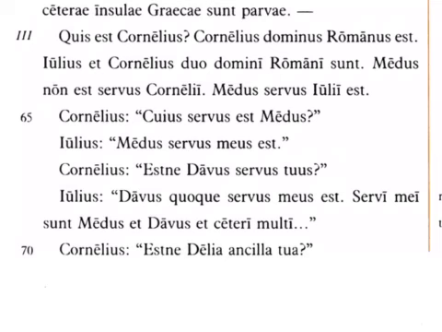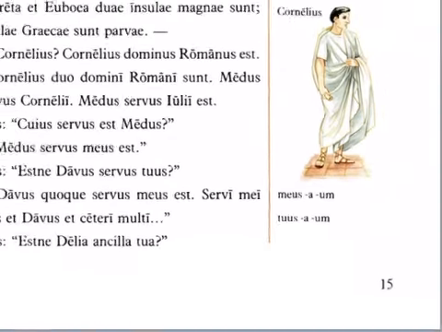Cornelius then says, esne Delia ancilla tua? Is Delia your maidservant? So we keep getting these possessive adjectives. Meus, my, tuus, your. So the tua there, that's the feminine of tuus. Is Delia your maidservant?